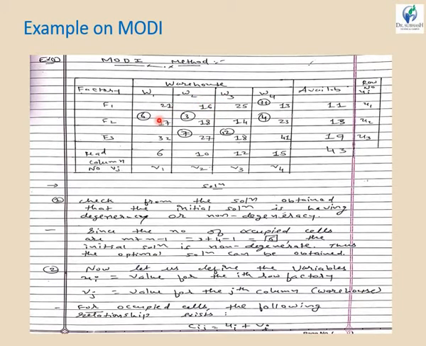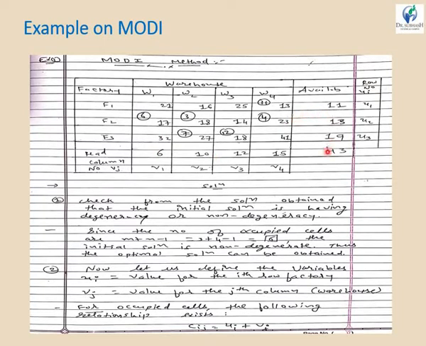When you follow the VAM method for obtaining the basic feasible solution, you will get the allocation like this. So this is the final solution you will get using VAM. That step I have directly written over here.